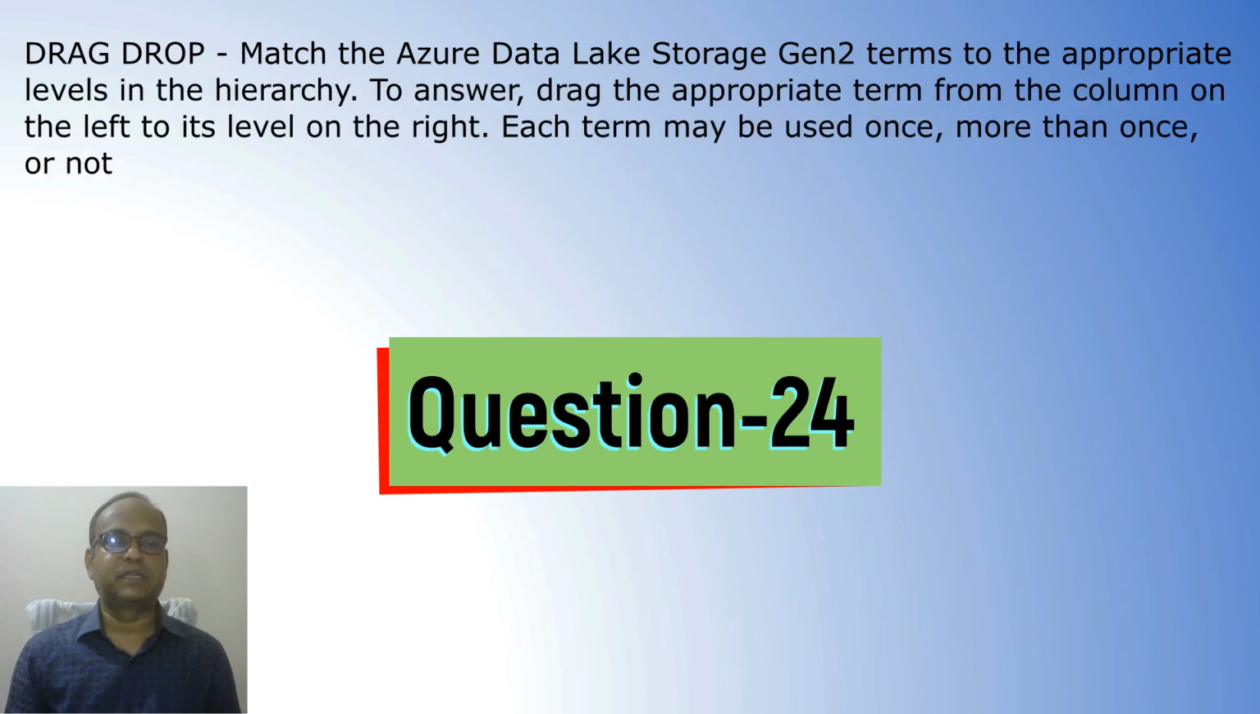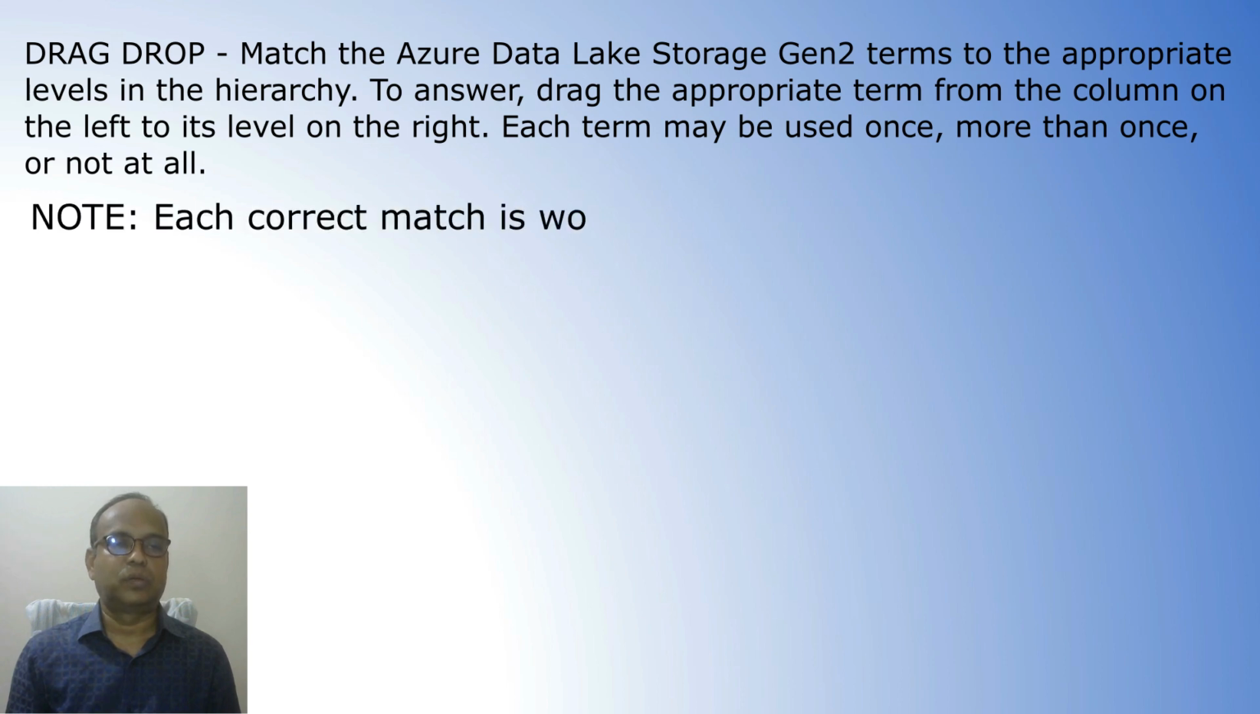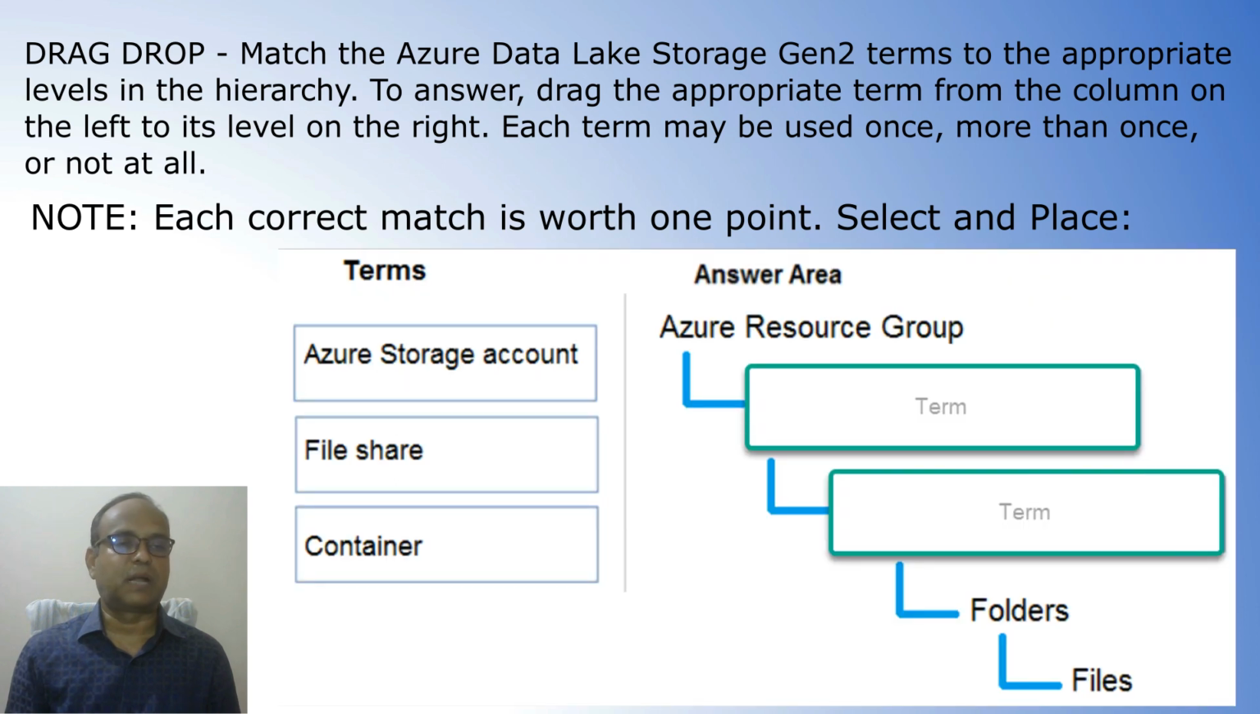Drag drop. Match the Azure Data Lake Storage Gen 2 terms to the appropriate levels in the hierarchy. To answer, drag the appropriate term from the column on the left to its level on the right. Each term may be used once, more than once, or not at all. Note: each correct match is worth 1 point. Terms: Azure Storage Account, File Share, Container. Answer: Azure Storage Accounts and File Share.